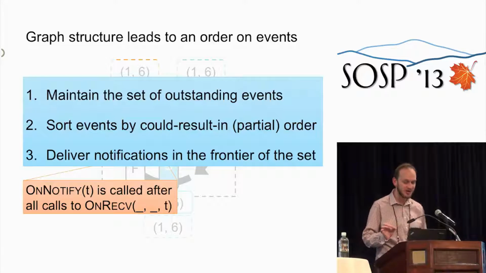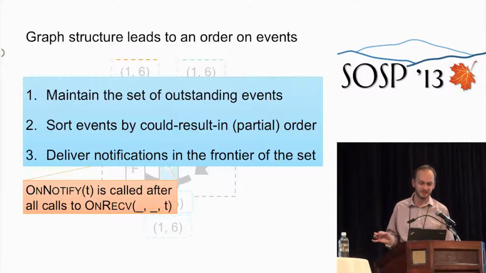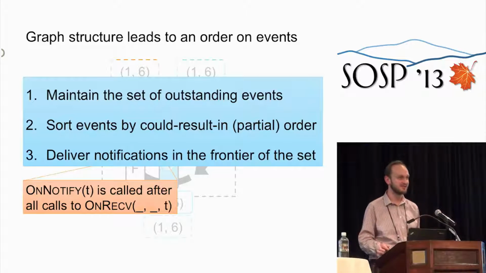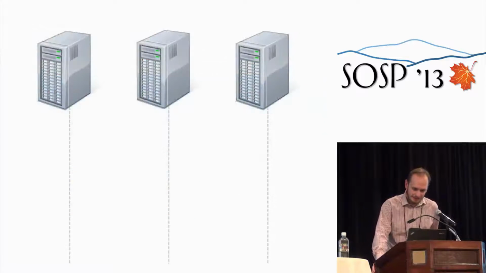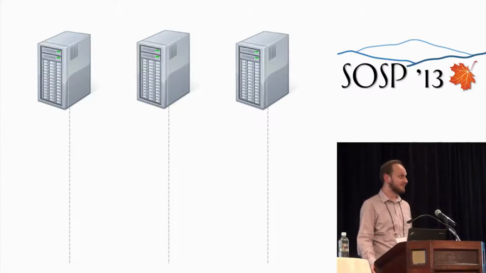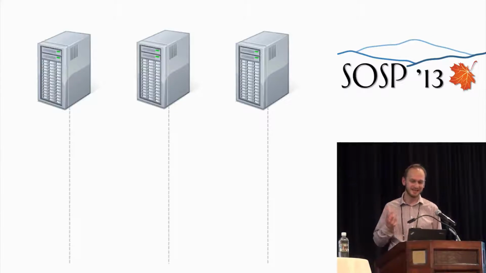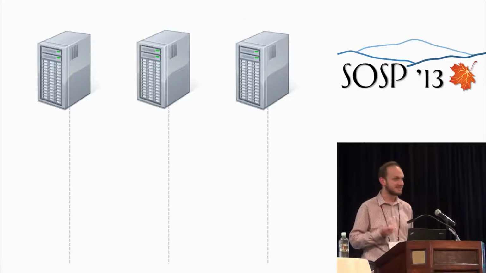At this point, I've told you about an algorithm that relies on updating a potentially large amount of shared state every time the set of outstanding events changes. And if you're following along, this should make you a little bit nervous. But fortunately, commutativity comes to the rescue, as it has many times in this conference. We can build a scalable distributed protocol because the way that we update this set is commutative.